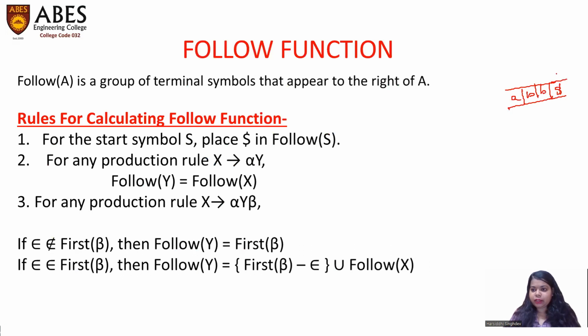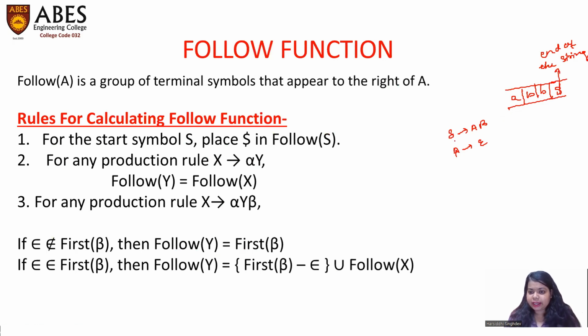This dollar represents the end of the string. Now I have to derive this input by some set of productions. Let's say I have the production S tends to A and capital B, and let's say A has the production A tends to epsilon. Now we have to derive this string, a followed by small b and small b.